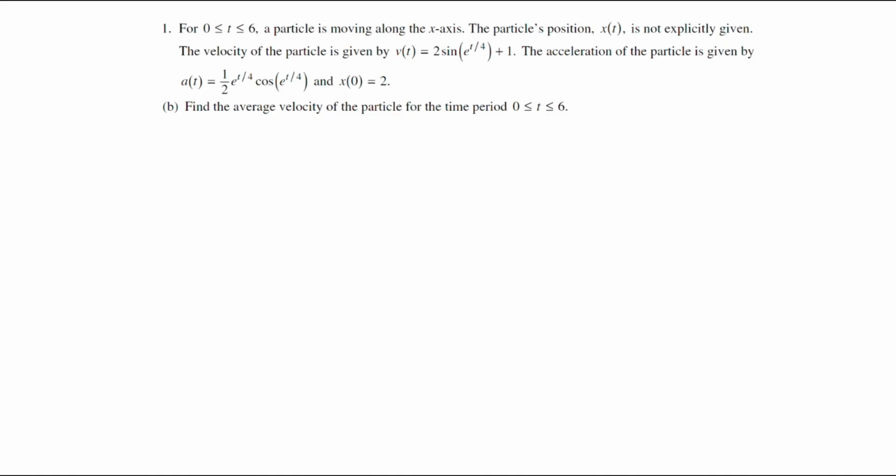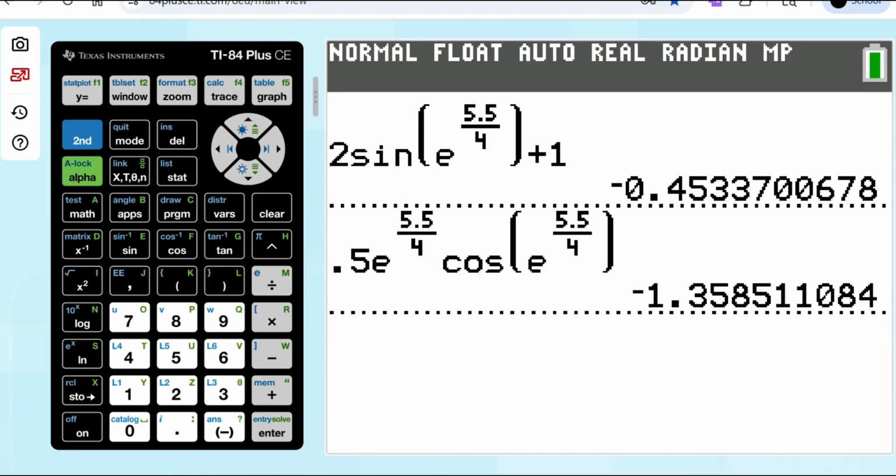In part B here, it asks us to find the average velocity of the particle on the time period. Well, average velocity just means do the mean value theorem for the velocity. So 1 over 6 minus 0 times the integral from 0 to 6 of the velocity function, right? 1 over b minus a times the integral from a to b of v of t. And you get 1 point just for setting this up correctly. And you're going to get 1 point for just putting this into your calculator and getting an answer. So we'll do that.